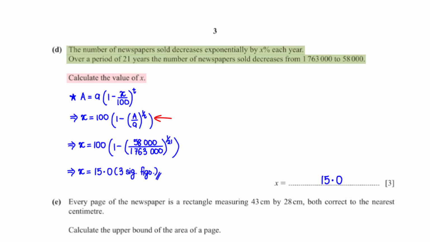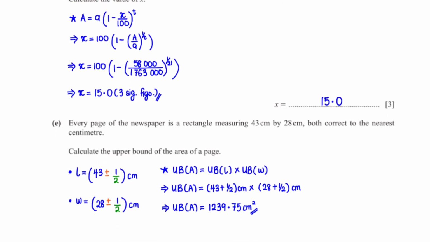Big A represents the final number of newspapers sold, which is 58,000. Small a represents the initial number of newspapers sold, which is 1,763,000. T is the time duration in years, which is 21. When we type this into the calculator, we get 15.0 rounded to 3 significant figures.